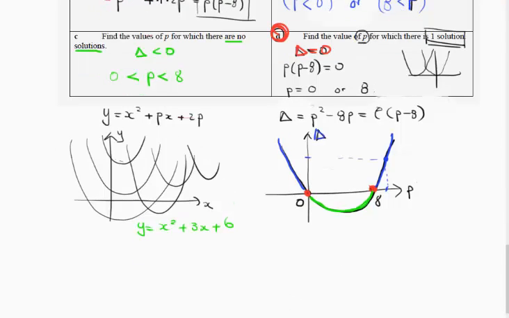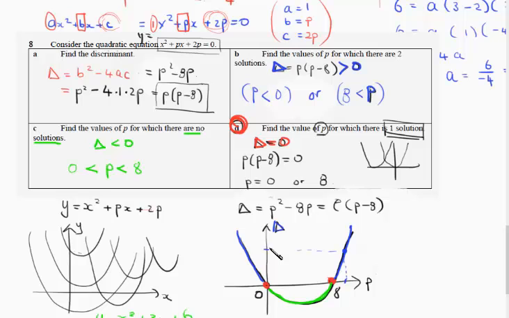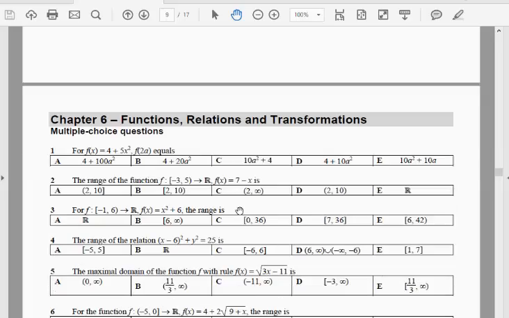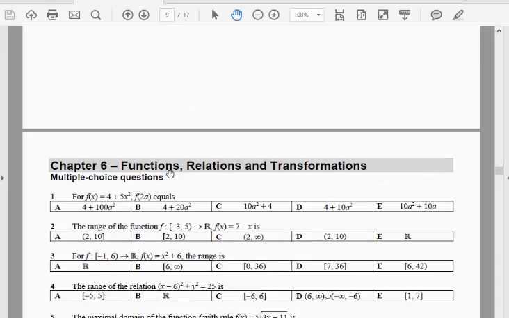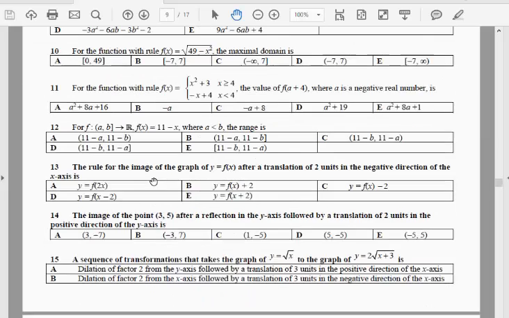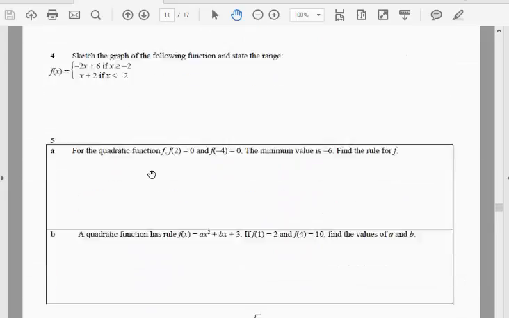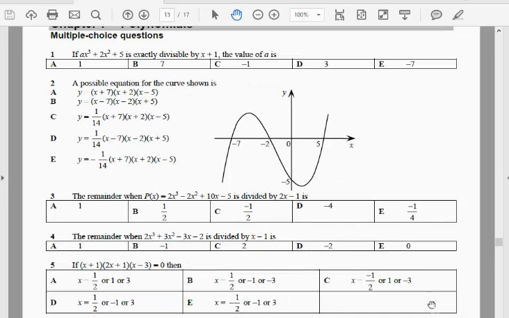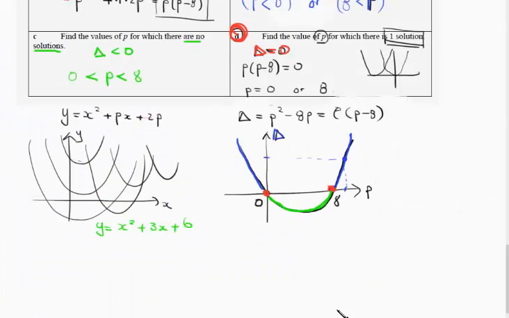I think now we should move on to polynomials. Any question about this? So if you understand this one, then that means you're pretty smart. Now, this chapter here, chapter 6, is about functions and relations and transformation. We talked about dilation and translation and reflection and things like that, right? So I don't think we have time for this one today. We're going to go through polynomials.